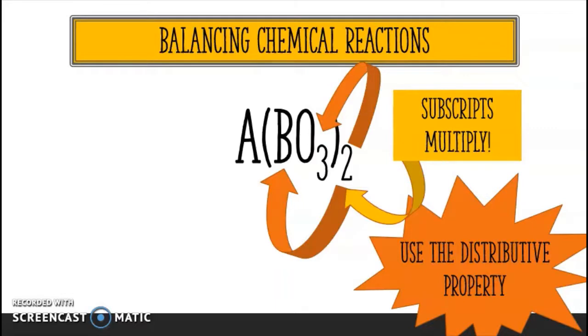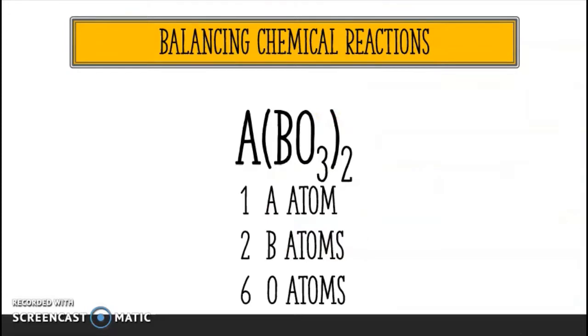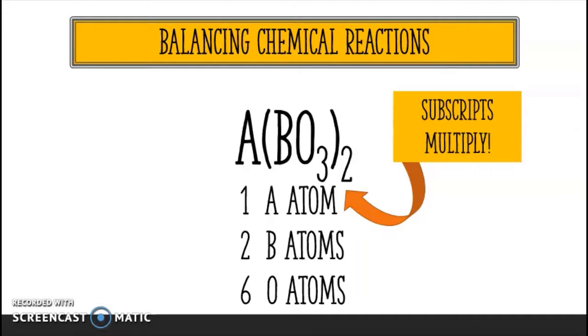Subscripts also multiply. So anytime that you're handling numbers on the inside of a chemical equation, they will always multiply together. In this example, I would have one A atom, two B atoms from the little subscript 2 that distributed in, and finally 6 oxygen atoms. Don't forget that the subscripts will multiply.